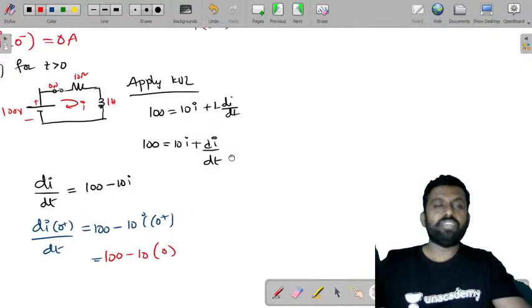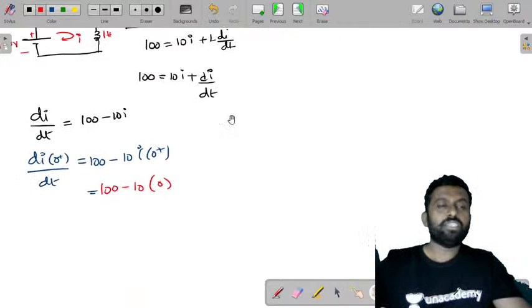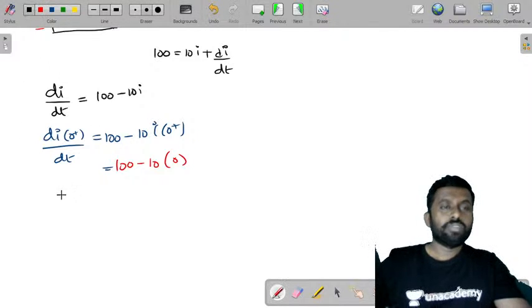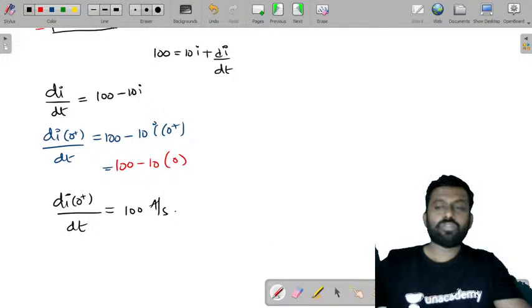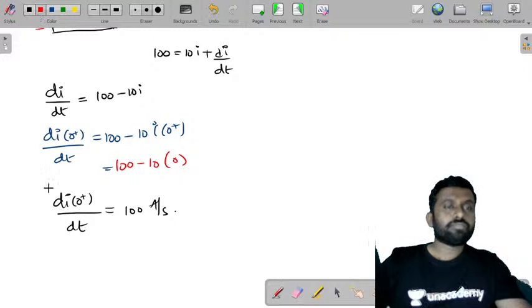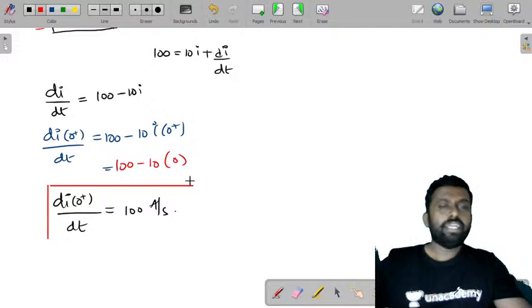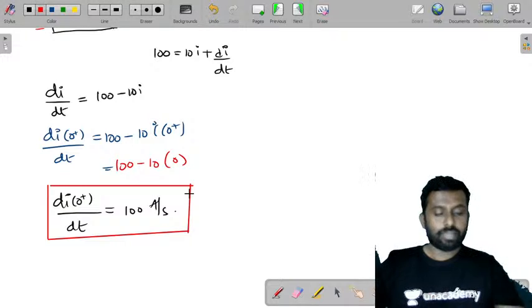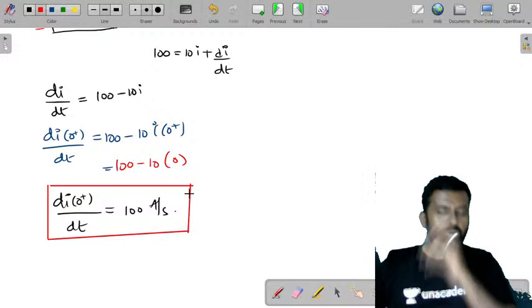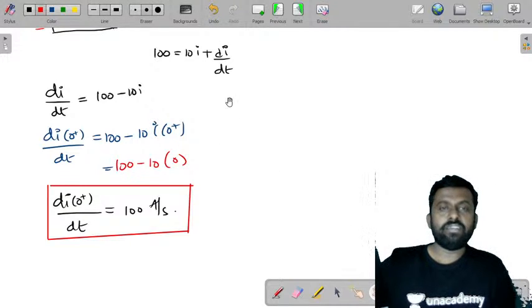If you just observe here, what is I of 0 plus? It is 0. So what do you get? di of 0 plus by dt is equal to 100 ampere per second. Similarly, you also need to find the remaining parts in the given question.